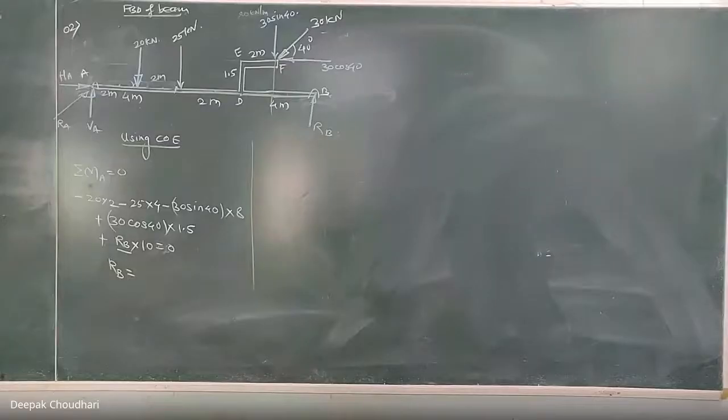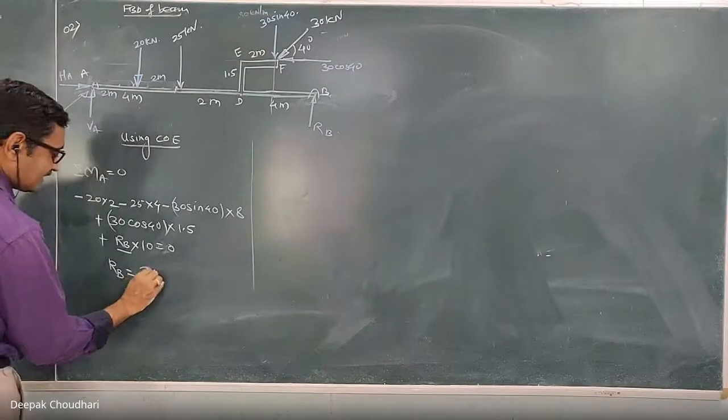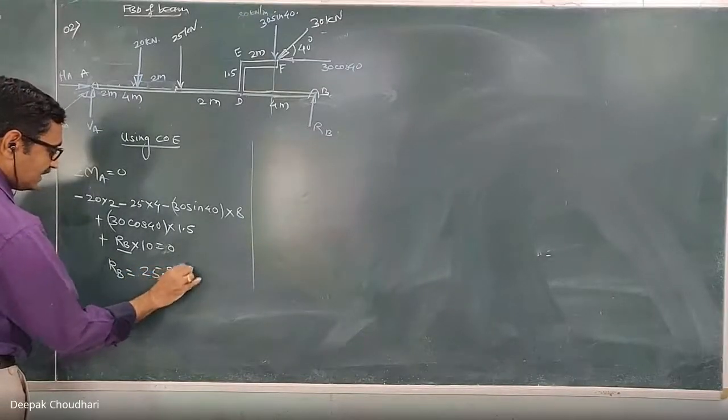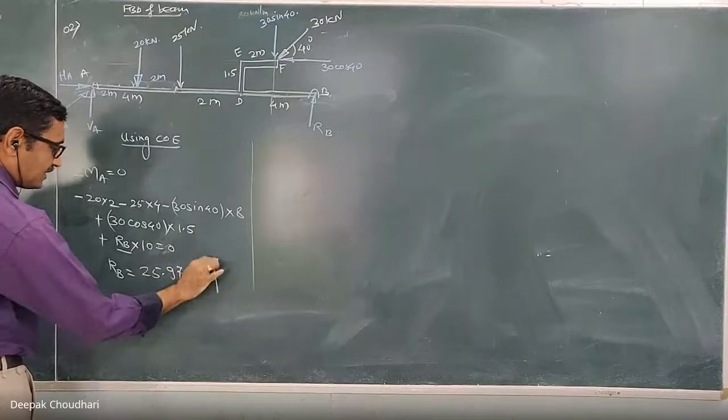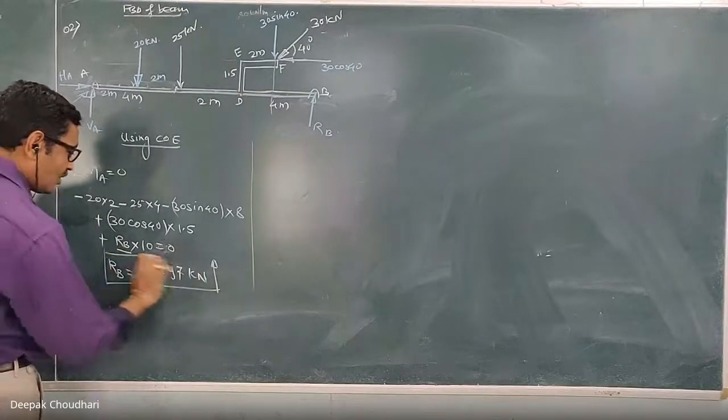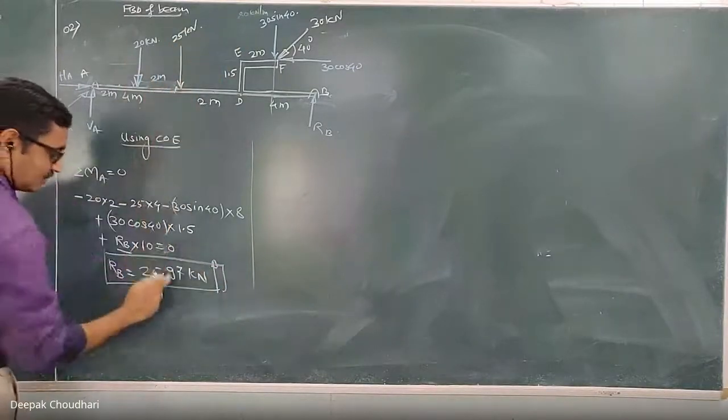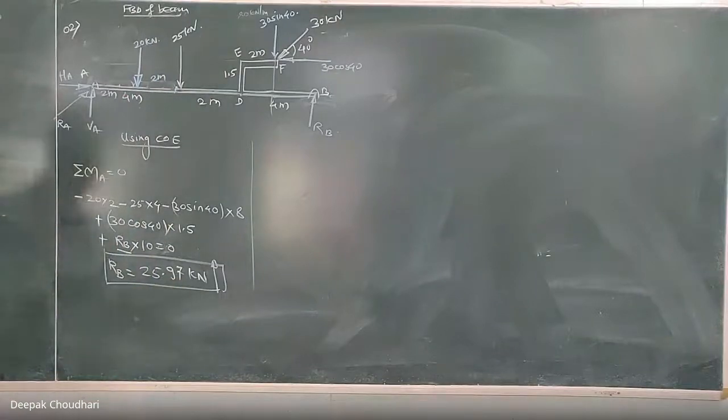25.97. 25.97, right? Okay, it is 25.97. This answer is positive, which means the assumed direction is correct. Here we have considered that RB is vertically upward. All forces are in kilonewton, so this answer will also be in kilonewton.